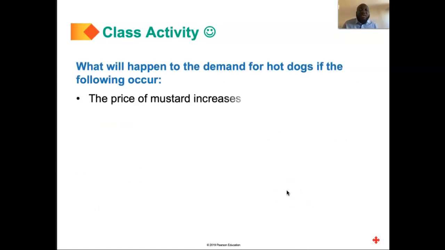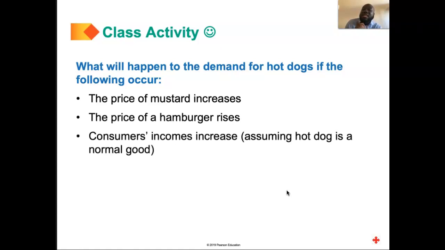And think about this. What will happen to the demand for hot dogs if the following occur? The price of mustard increases. The price of a hamburger rises, okay? And consumers' incomes increase, okay? These three things, think about it, okay? That's going to be your mini class activity, something to think and ponder about, okay?